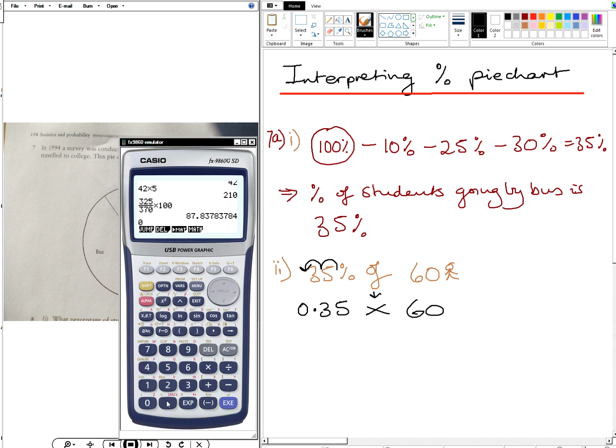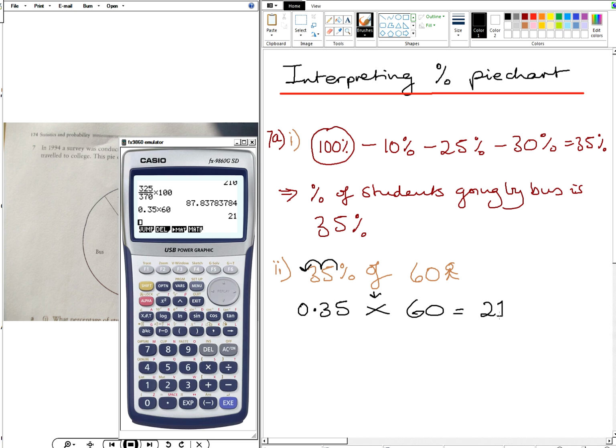So we've got 0.35. I'm asking for a 5 and getting a 3. Multiplied by 60. So what do you get? 21. So 35% of the 60 students went by bus. So the answer is 21 students went by bus. Okay, that's the end of that one.